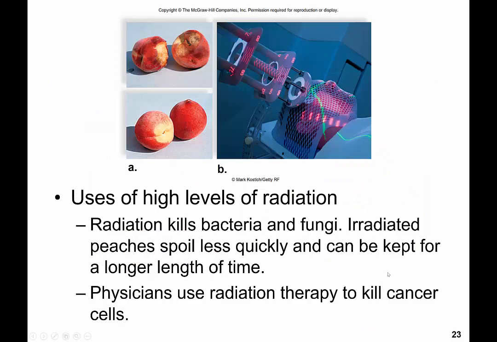We may already associate radiation with death, and that's a correct association because too much radiation can kill cells. If, however, you can direct this radiation where you want to, you can kill off cells like bacteria and fungi if you irradiate peaches or other produce, or use radiation therapy to kill cancer cells.